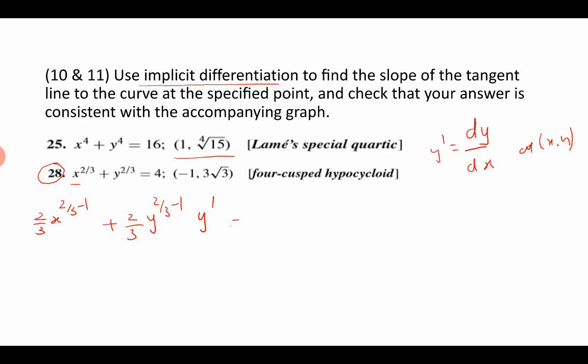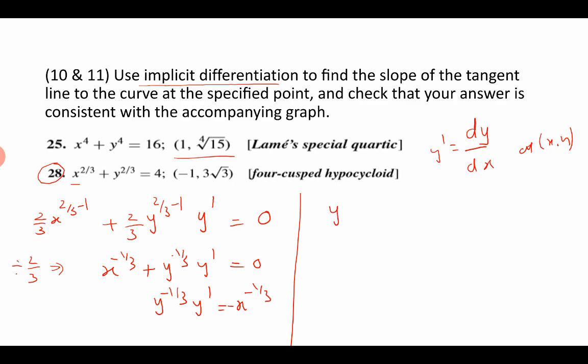When you differentiate the right side, the answer is a constant, it is 0. Now substitute, simplify again. When you divide by 2 by 3, the constant will go off both the sides. You will get x to the power negative 1 over 3 plus y to the power negative 1 over 3 y prime is 0. Simplify this one, you get y to the power negative 1 over 3 y prime is negative x to the power negative 1 over 3. So y prime is negative x to the power negative 1 by 3 over y to the power negative 1 by 3.